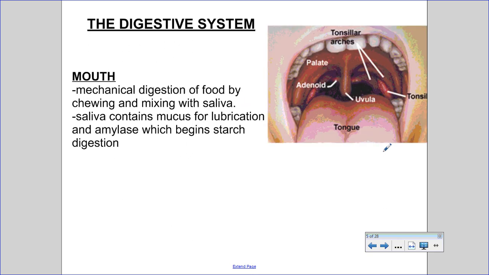So we'll start with the mouth, and this is where mechanical digestion of food will begin. This is done by chewing food using teeth, and this chewing action will also allow that food to mix with saliva. Saliva will contain mucus for lubrication, as well as amylase, for example, which will begin starch digestion.